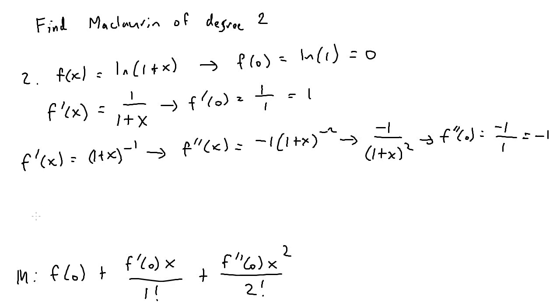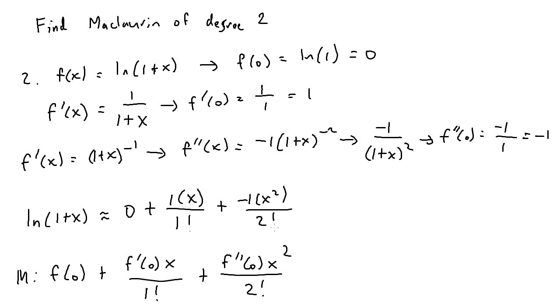So now let's just write out the approximation. So the natural log of 1 plus x is going to be approximated to f of 0, which is obviously 0, plus f prime of 0, which is 1, times x over 1 factorial, plus f double prime of 0, which is negative 1, times x squared over 2 factorial. And finally, if I were to simplify this, the 0 will go away, so I'll just get 1x over 1 factorial, which is just x, minus x squared over 2 factorial, which is 2.